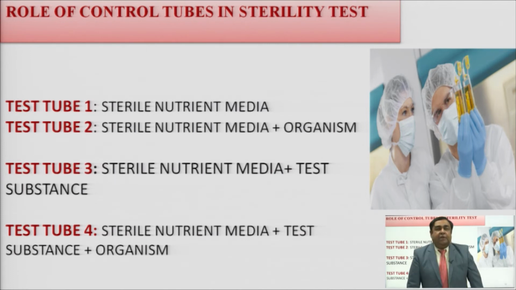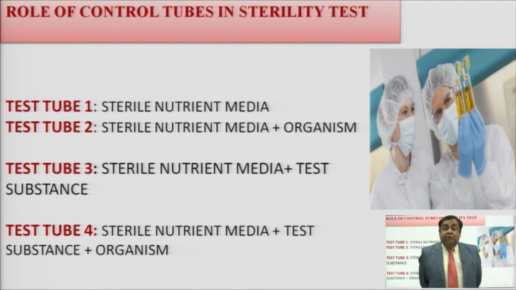Next, test tube number 3: sterile nutrient media plus test substance. Depending on whether your substance is sterile or unsterile, the turbidity or clarity will depend. And next one is sterile nutrient media plus test substance plus organism.